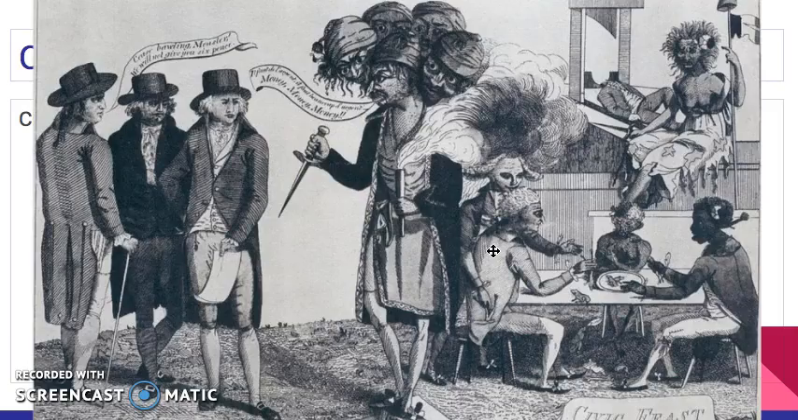This is just a picture of the XYZ affair. These are the delegates, and these are the secret agents that are talking to them. Just look at how the secret agents are portrayed. They're not really seen as human. This was actually created by a British artist, so since they were having issues with the French, you could see why they were portrayed this way.